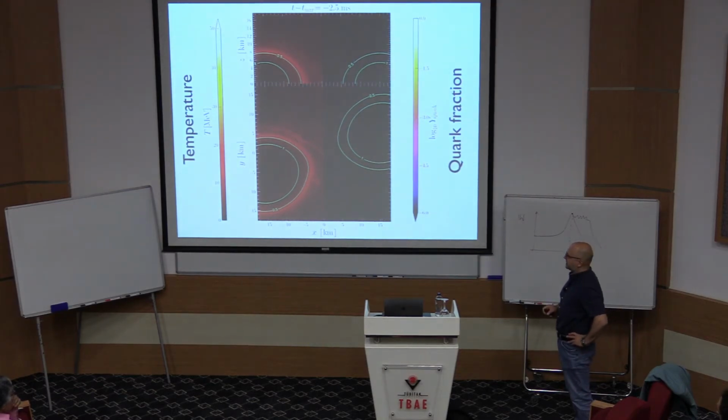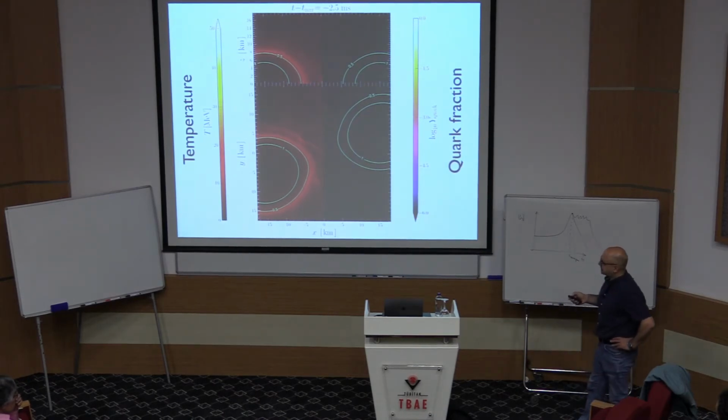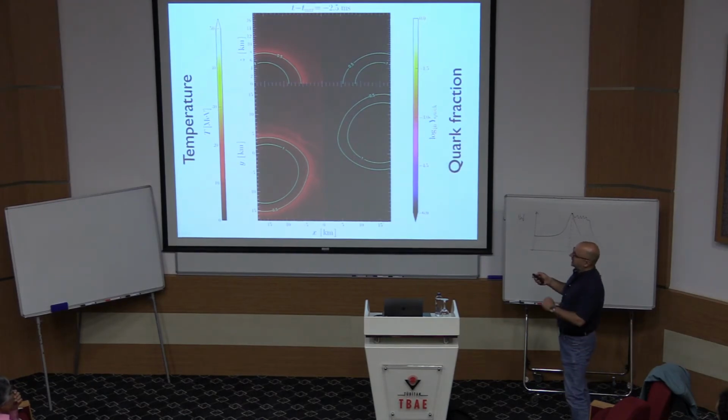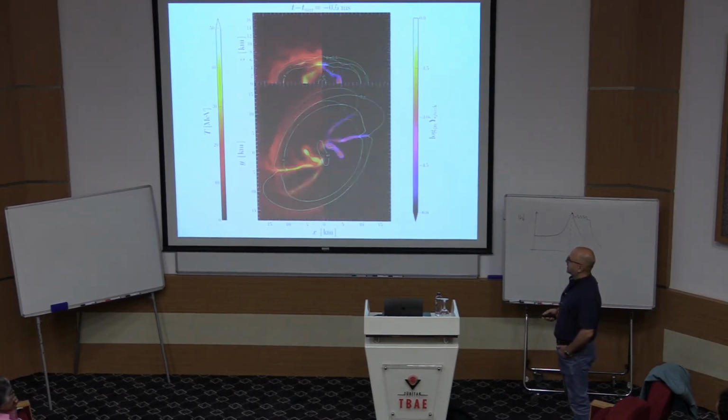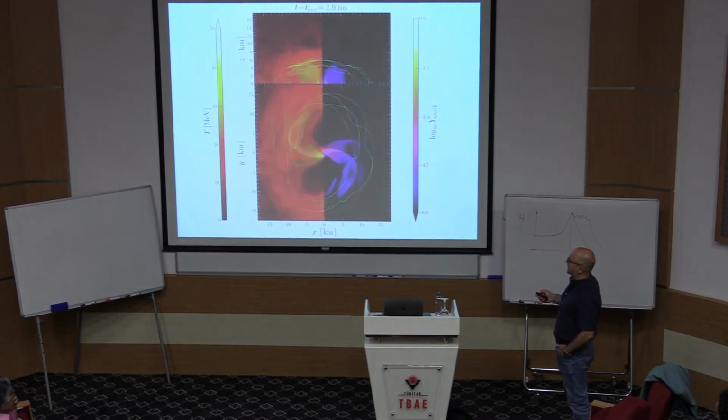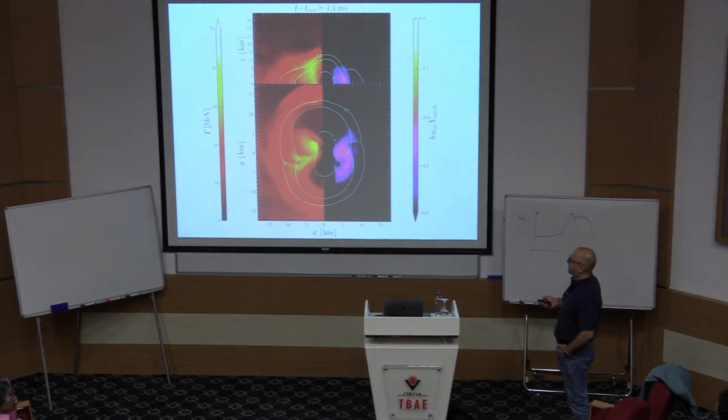So what I will show you now is the result of a simulation where we have used this equation of state. This is a complicated plot, so I will guide you through it. What we have here is temperature with this color code, black to white through red. I also show you the quark fraction, again black to white through purple. Here I'm showing you two sections, one on the meridional plane and one on the equatorial plane. Again, temperature on this side, quark fraction on this other side. What you can see is that where the temperature is very high, the quark fraction is also very high.